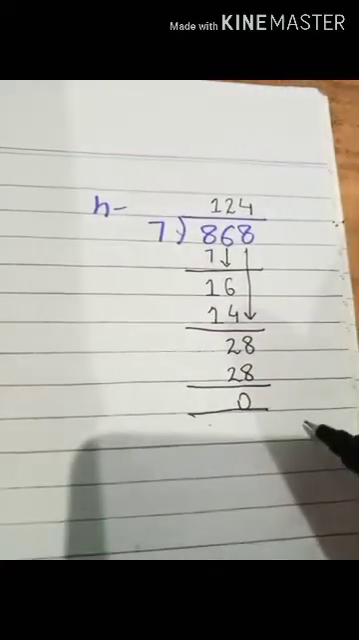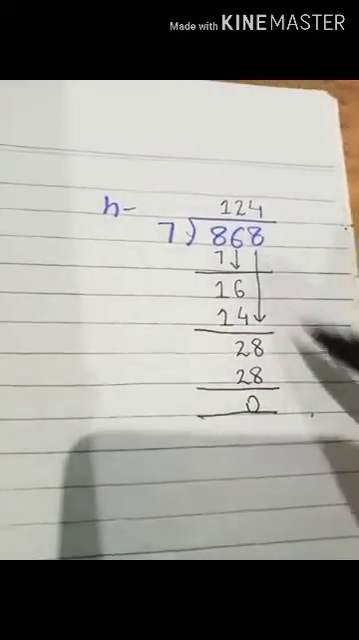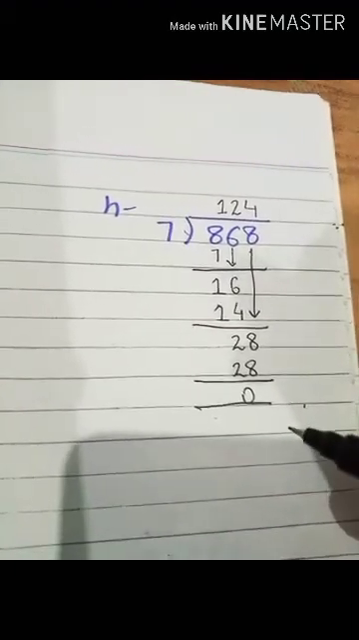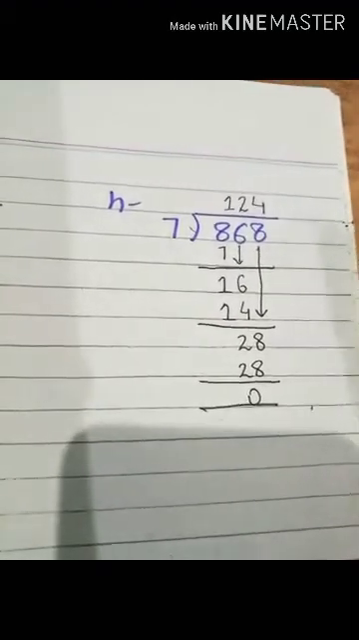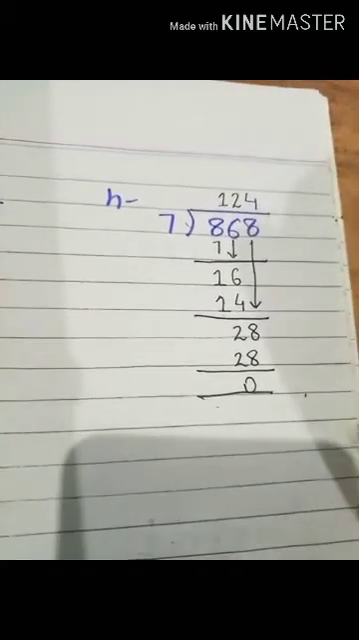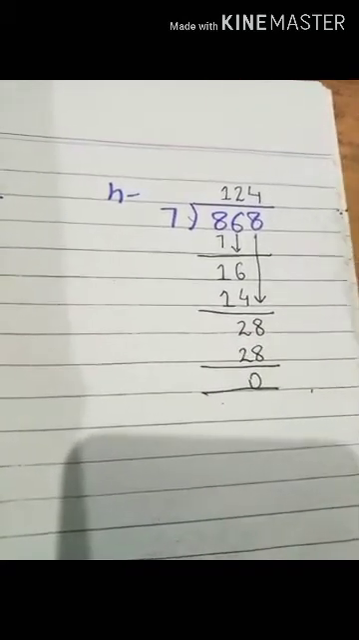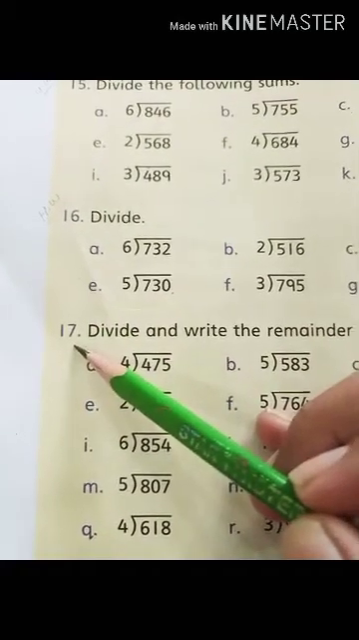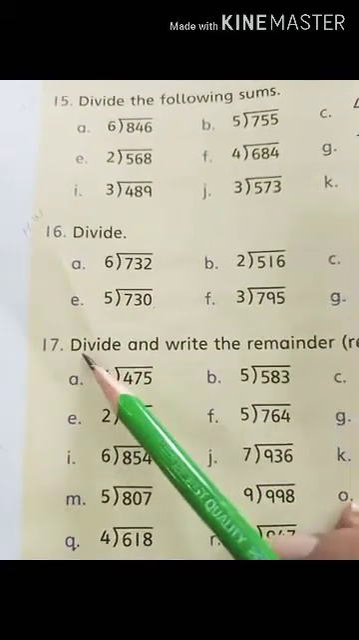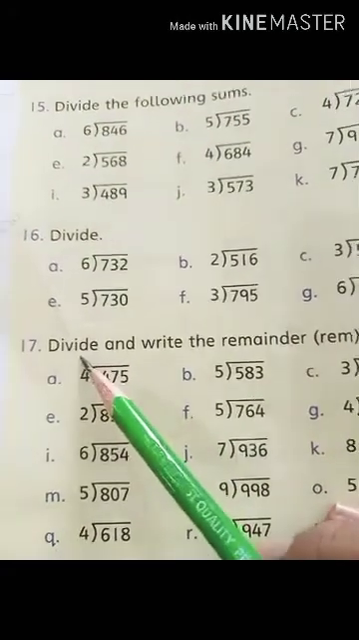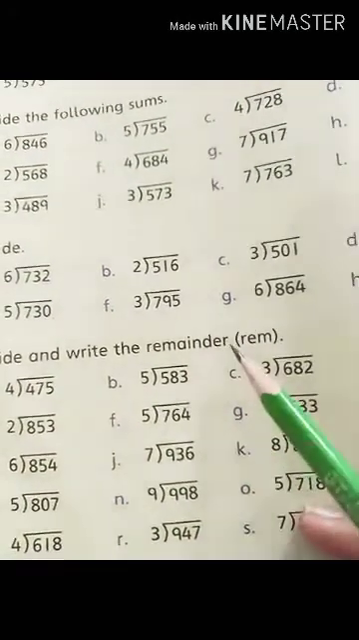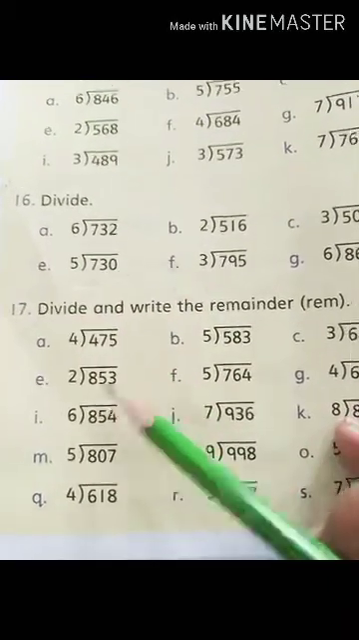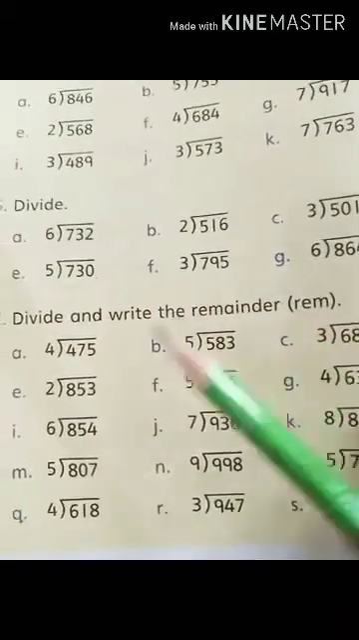Students, here we have completed our question number 16, and next we are going to do the question number 17, but only the first 4 parts. Okay students, now let's start our question number 17. So students, I am reading the statement first. Divide and write the remainder. So students, in all the questions we will divide them first and then we will write their remainder.